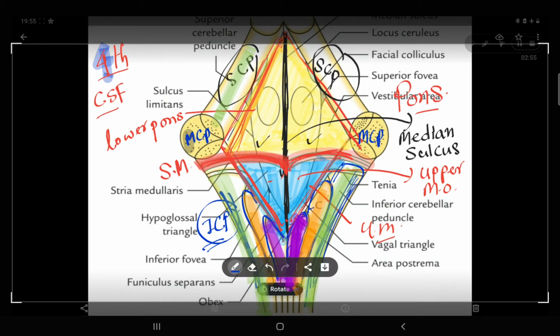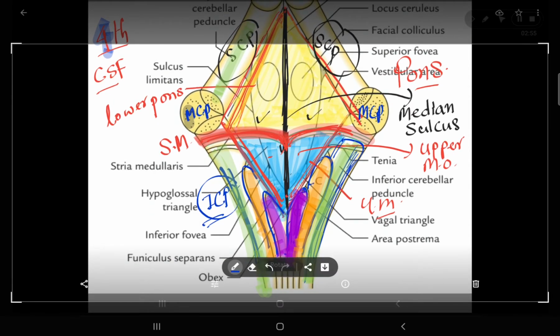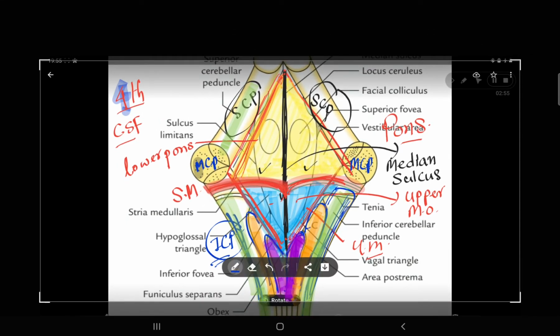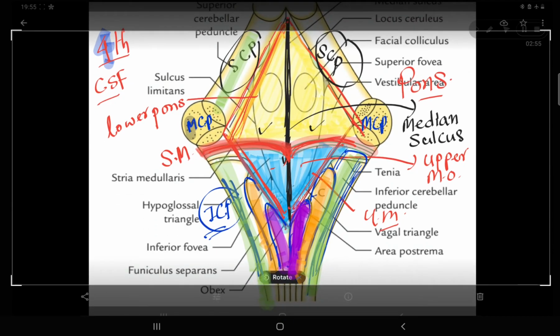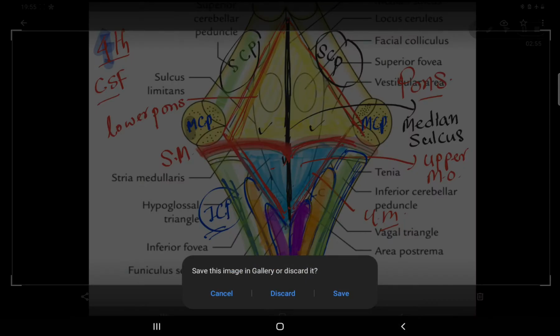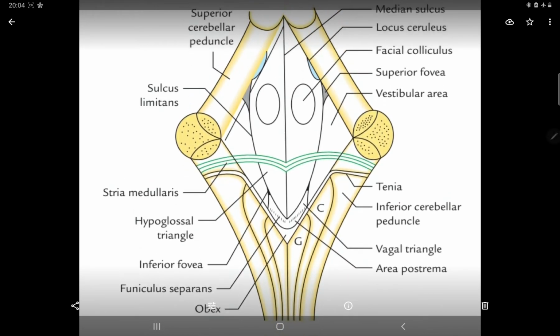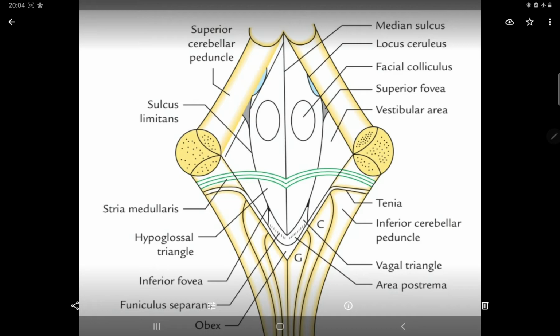So that is the basic organization of your fourth ventricle. Now let's talk about the floor. What is actually present in the floor of the fourth ventricle? Later on I will draw the schematic representation of this also. First let's talk about the contents present on the floor of the fourth ventricle. Now this phase diagram, once again.